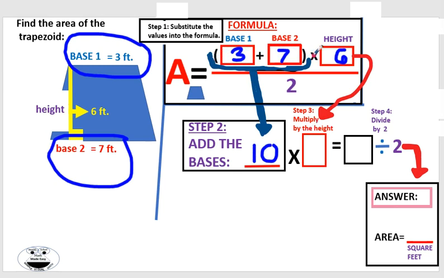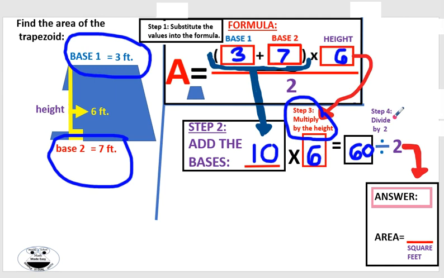And now we have to continue with what it says, and it says multiply by the height. So that is step 3, as I wrote over here. Multiply by the height, which is 6, so I'm going to write it again over here. Remember, we're just bringing everything down step by step, and each time we bring it down, we're going to do another step and make it a simpler expression or math sentence. So 10 times 6 is 60.